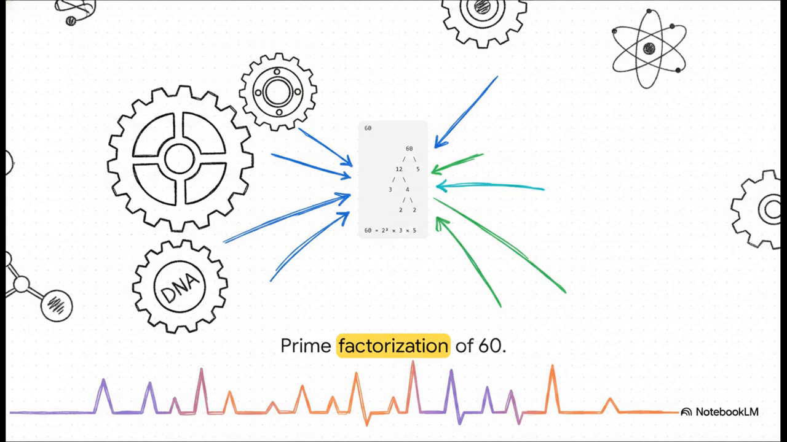So gathering all our bottom prime endpoints, the 5, the 3, and the 2 2s, we assemble our final equation. 60 equals 2 squared times 3 times 5. And there we have it. We've successfully extracted the DNA from all 3 numbers.